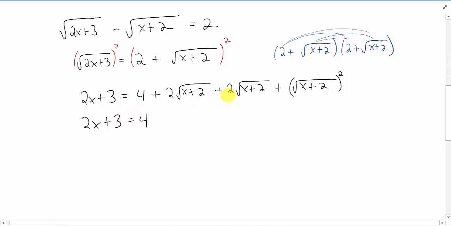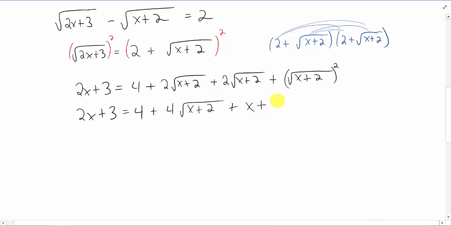You'll notice that these 2 are like terms. We have 2 square roots of x plus 2 plus another 2. Those we can combine to get 4 square roots of x plus 2. And you'll notice on this last piece here, the square root and the square cancel, leaving us just with x plus 2. So you'll notice now that our process of getting one of the square roots by itself and then squaring both sides of the equation has eliminated one of the square roots, but it's still left the second one.